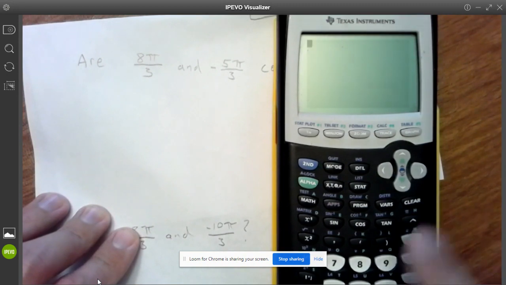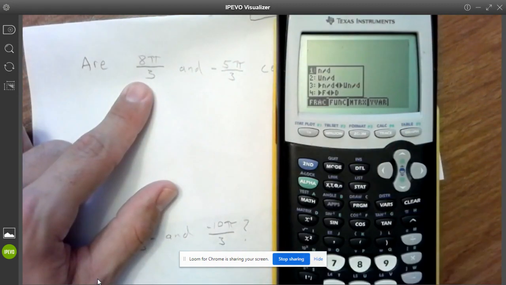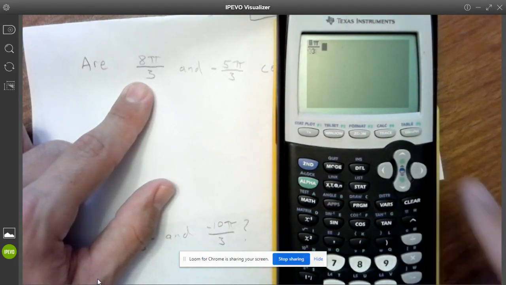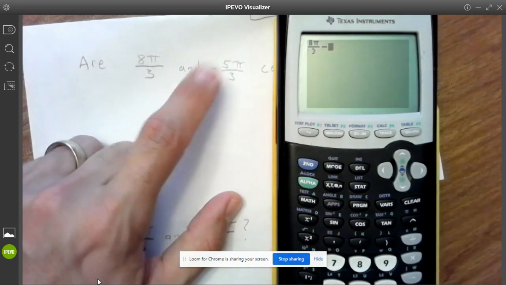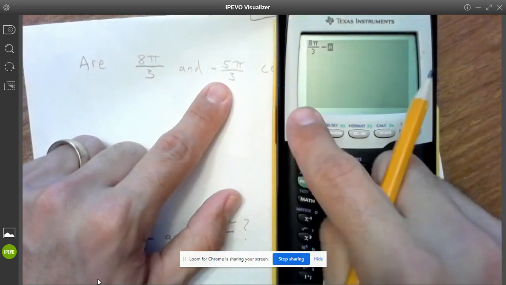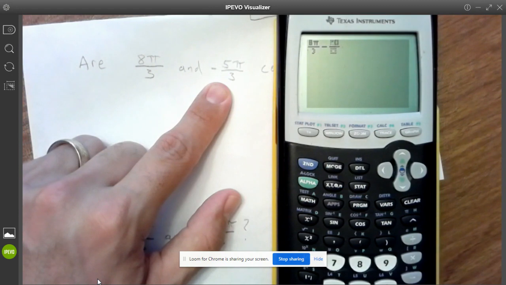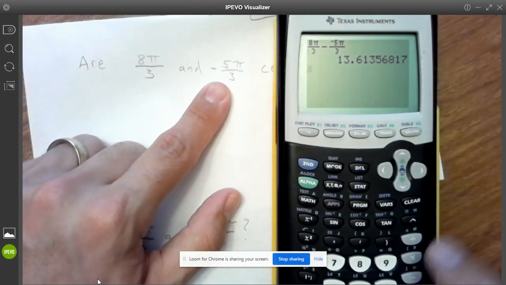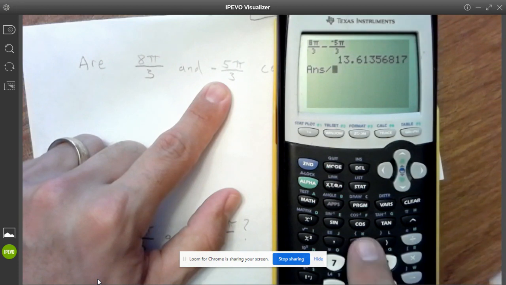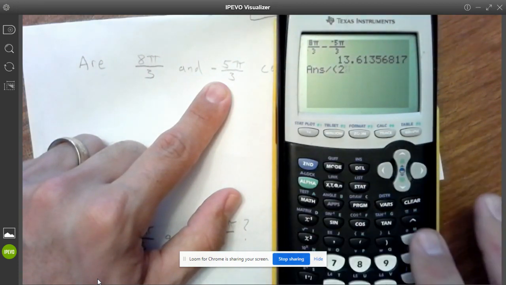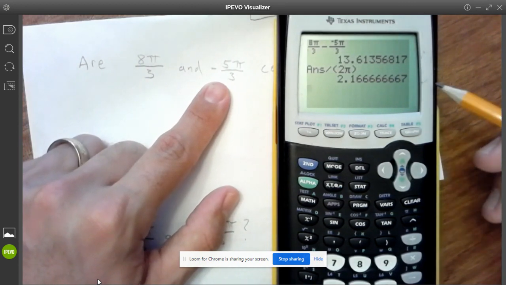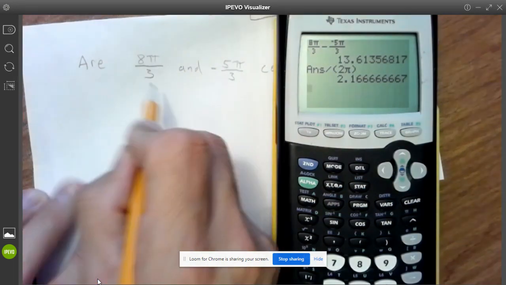All right, so I've got 8 pi over 3. Got 8 pi over 3. And I'll subtract this value, which is negative 5 pi over 3. All right, and I'm just going to see if this is divisible by 2 pi. So divided by, we need to do 2 pi in parentheses here. So divided by 2 pi, and it does not divide evenly. So these are not coterminal angles.